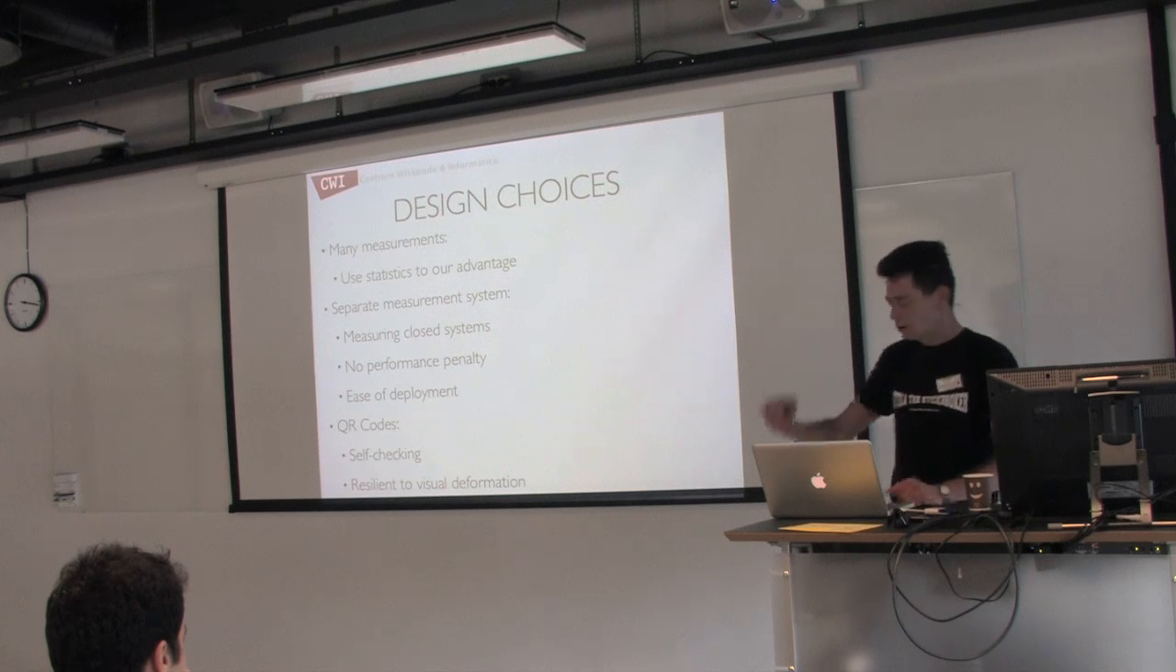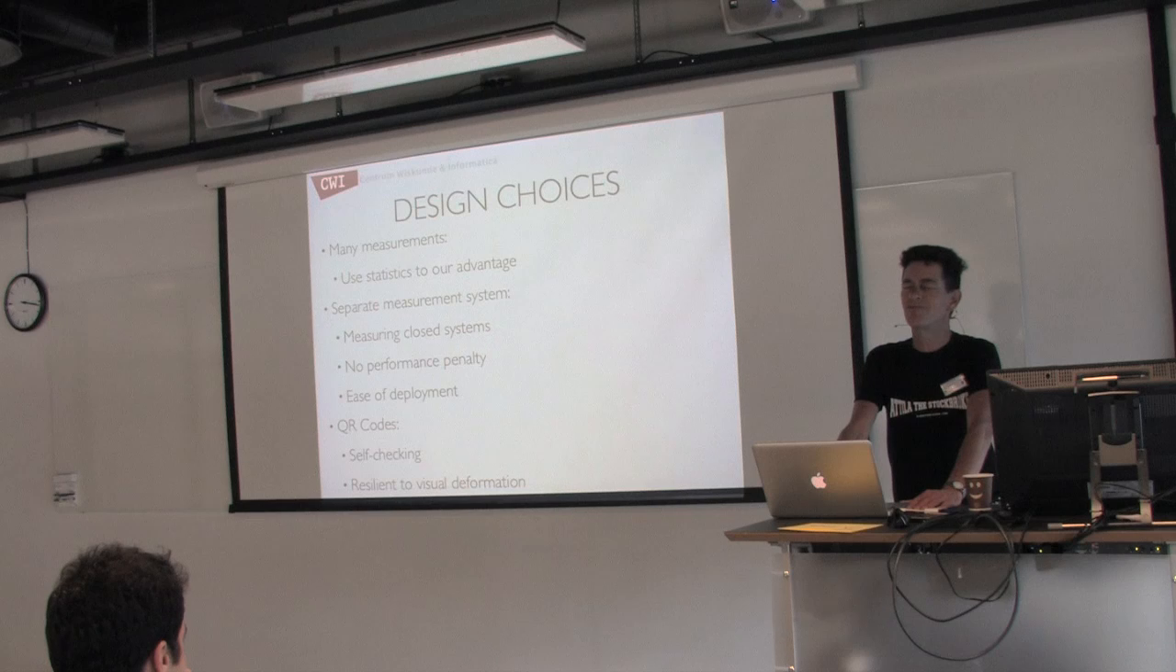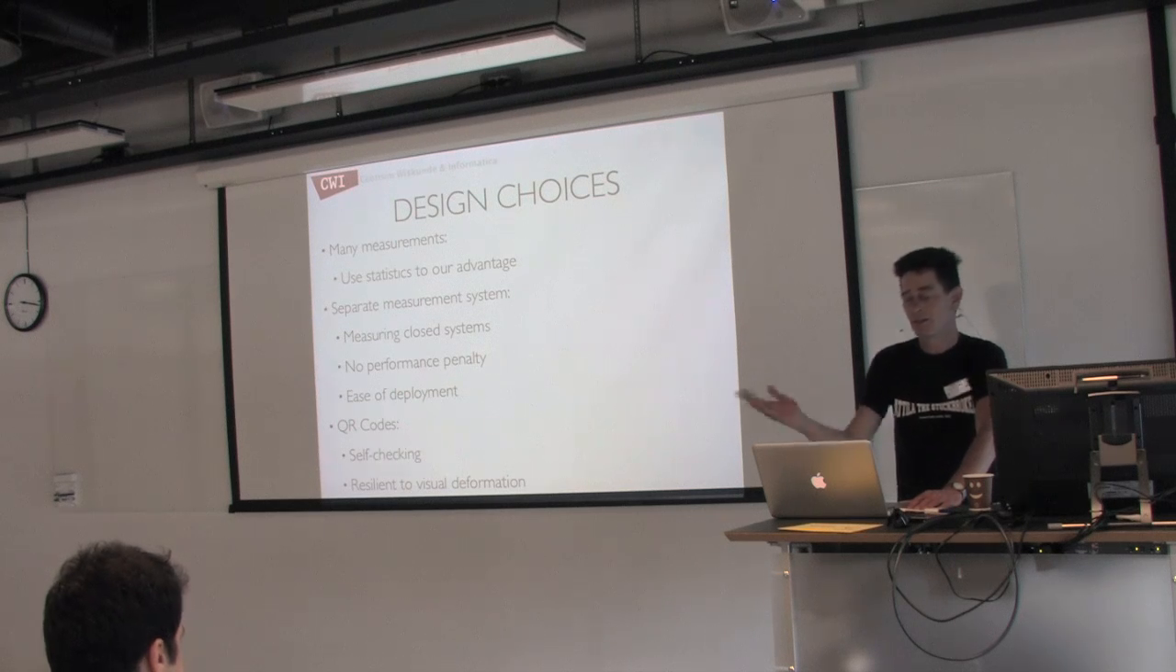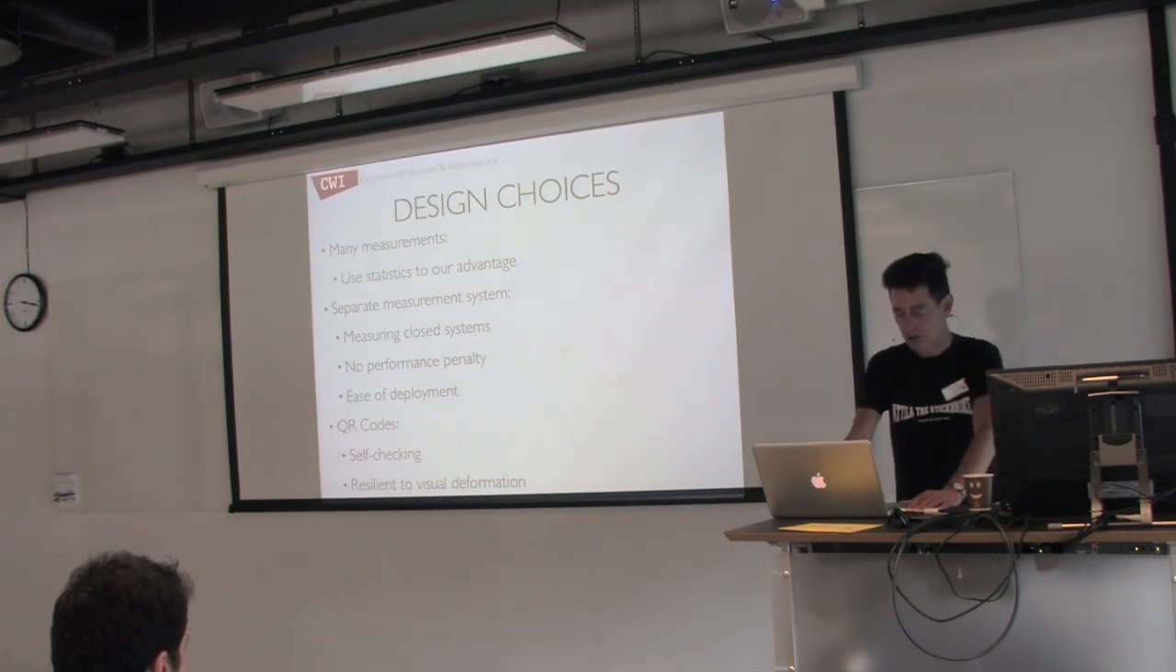And QR codes have the slight disadvantage that they're relatively expensive to detect, but because we're running on a separate system, we don't care. It just means a measurement is going to take a bit longer, but we don't care because we can subtract this number from our measurement.